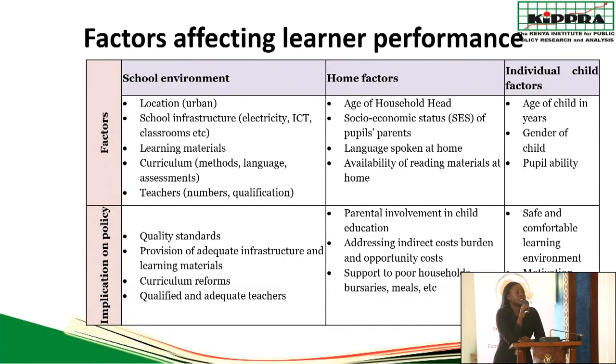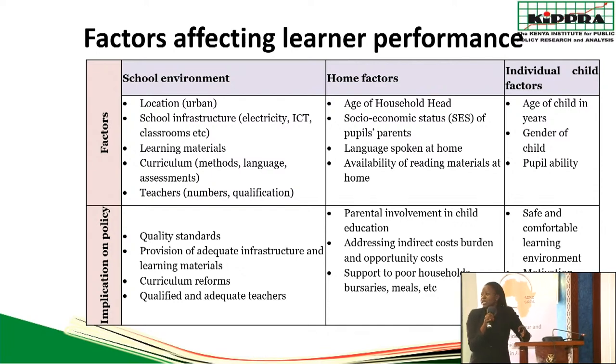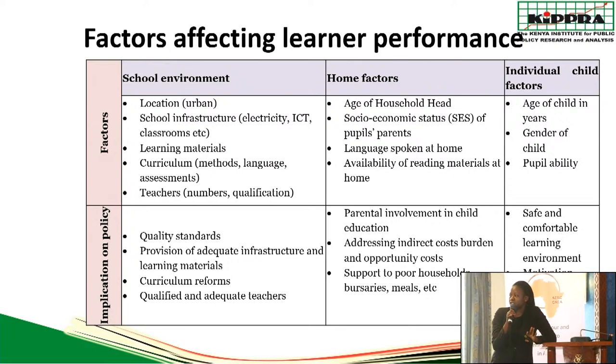Yeah, so I've categorized them into three: the school environment factors, the home factors, and the individual. So school environment, I've just picked a few. Some of them will be the location of the school. Is it an urban school or is it in the rural area? We're also looking at the school characteristics in terms of the infrastructure: electricity, issues of ICT, classroom, toilet, among others, the infrastructure at the school level.